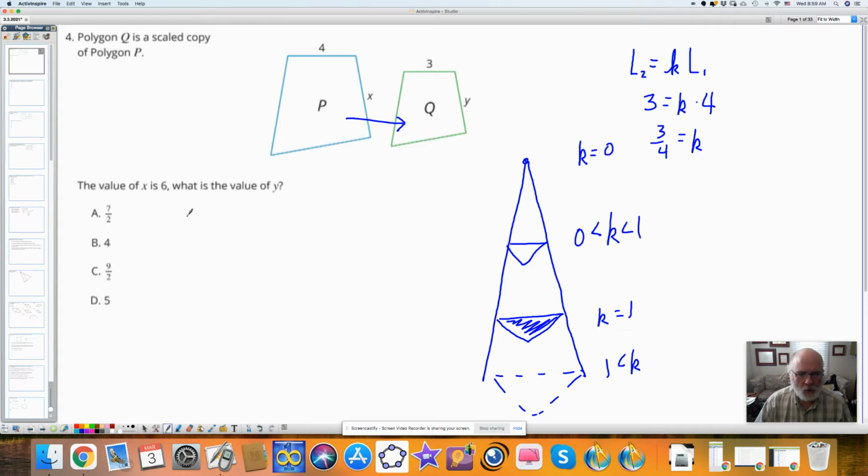Now, we didn't need to know this right now. What we needed to know was, what is the value of y? So if I'm going from 6, what is it equal to at y? 6 times my scale factor of 3 over 4 would get me to y, and this is going to be 18 over 4, which is the same as 9 over 2.